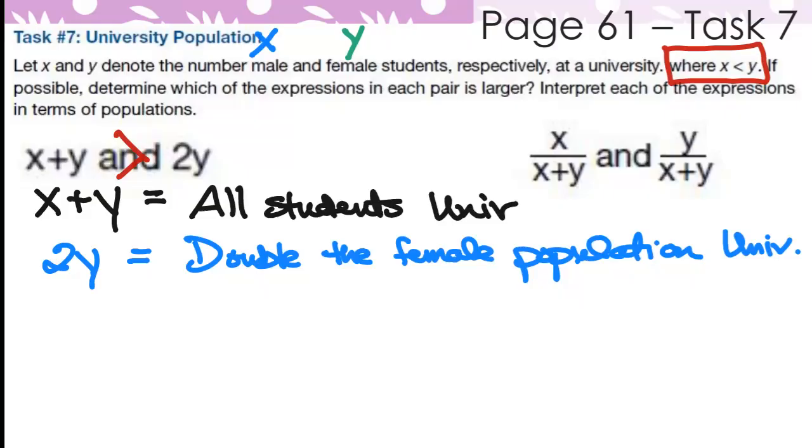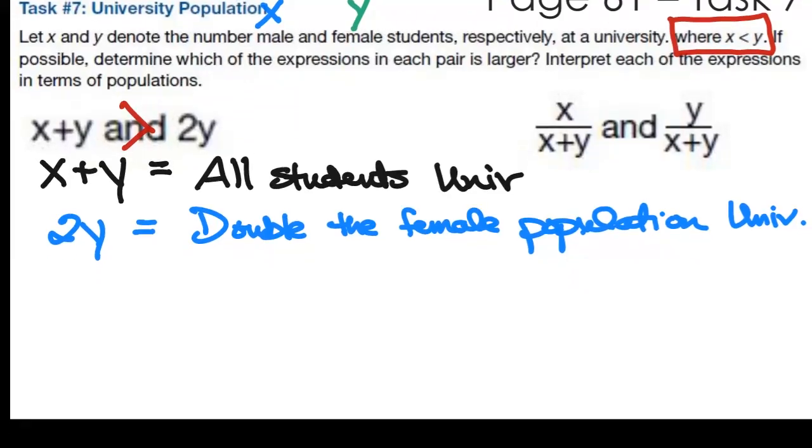Yeah, X is less than Y. So X is the number of males. We have fewer males, right? I know, but it's all students. Right. So wouldn't that be like adding males to females? So it is all the males plus all the females. If there's less male and there's a lot of females, if you add them together, it'd be a little bit more. It would maybe seem like that, but let me show you something.